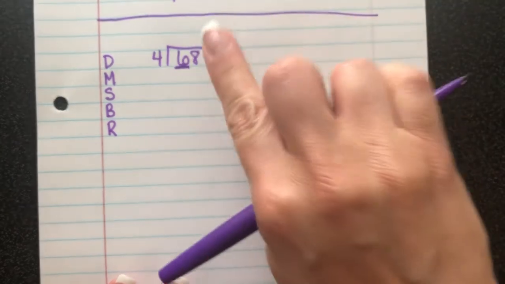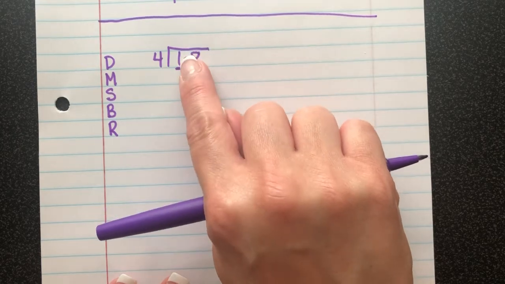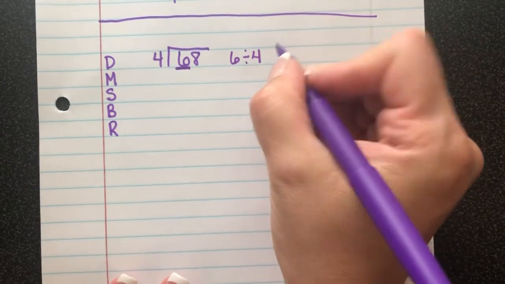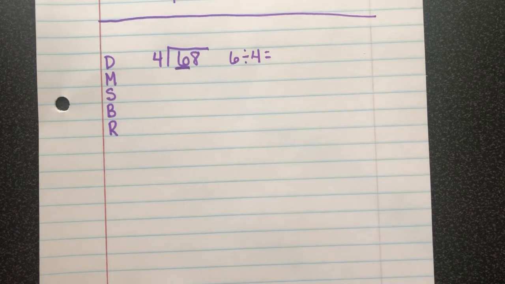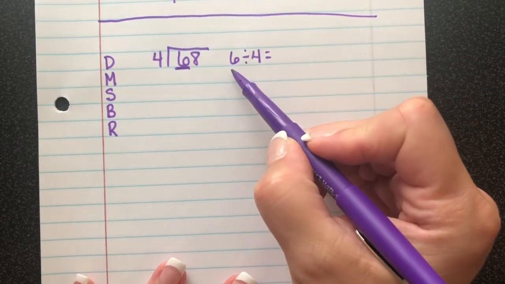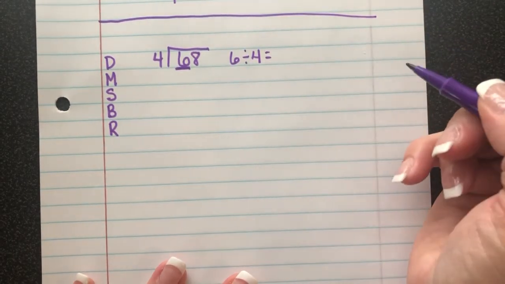So for my first division fact, I'm going to pretend like this 8 is not here. For right now, I just want to divide 6 divided by 4, so I'm going to write that over to the side. Now, I've been stressing all year, and I know some of the other teachers have as well, how important it is to know those multiplication facts, because if you know your multiplication facts, you automatically know your division facts. So remember, we're taking groups of 4. I'm dividing 6 divided by 4. That means I need to take as many groups of 4 out of 6 as I can.